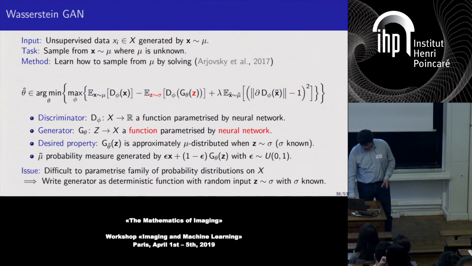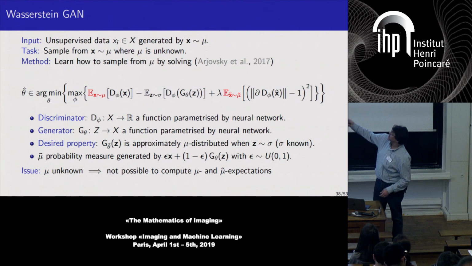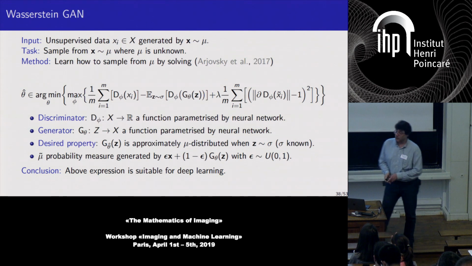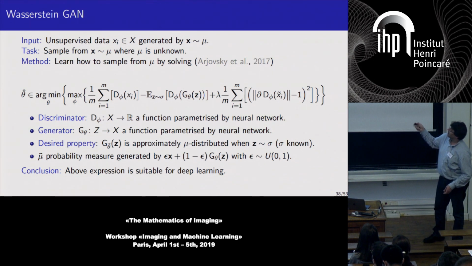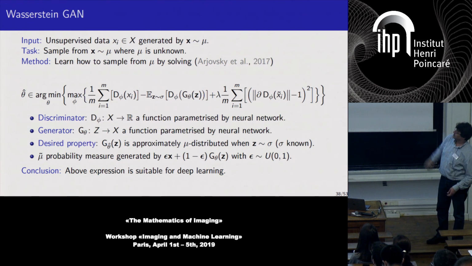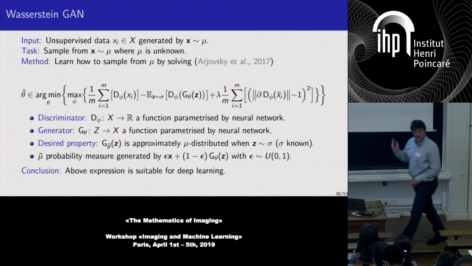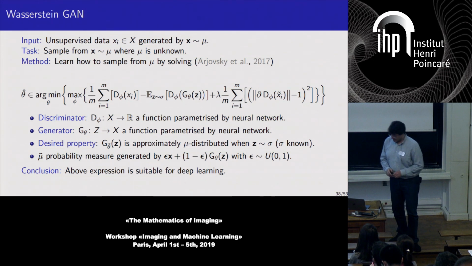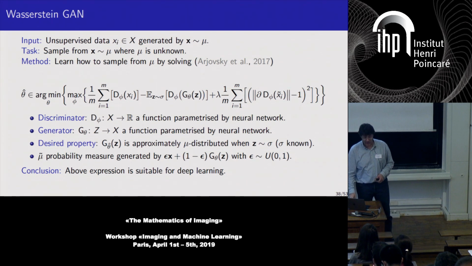And finally, you replace these two expectations, which you cannot compute exactly because you don't have the distributions, with the empirical ones. That's where your training data comes into the game. And this is your final expression that you're trying to solve for these two parameters, right? And a word of warning: training GANs is known to be notoriously tricky. That was also, I think, mentioned yesterday by Guillermo Sapiro, for example.